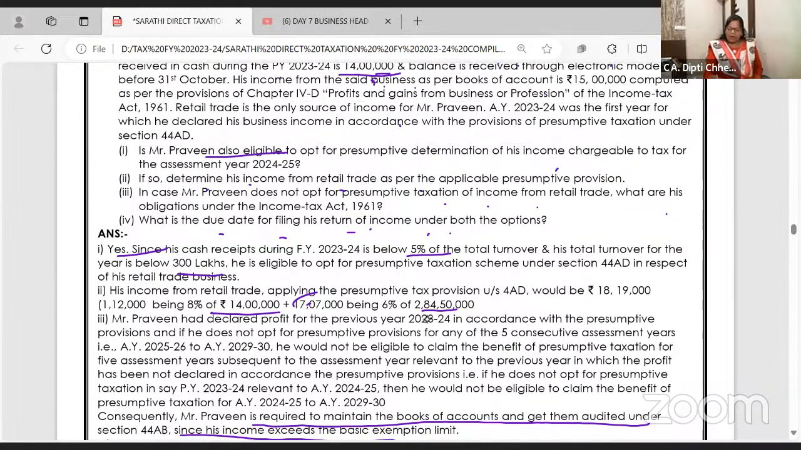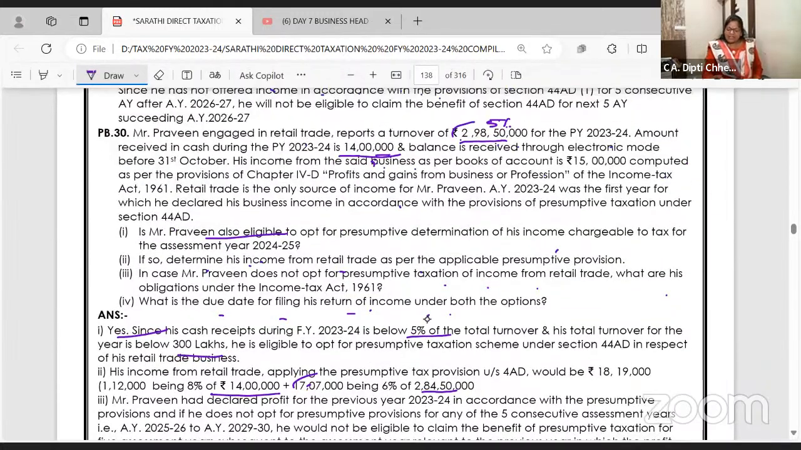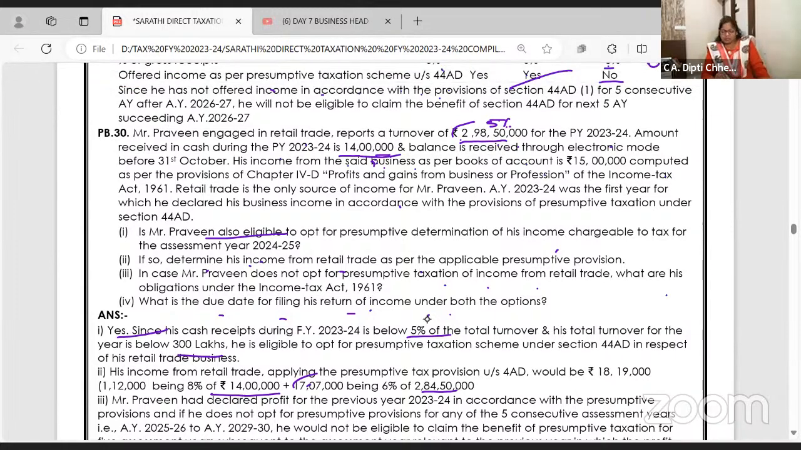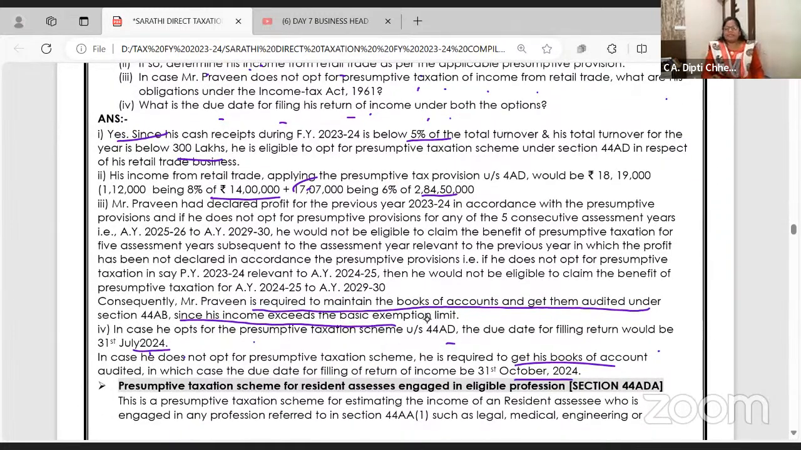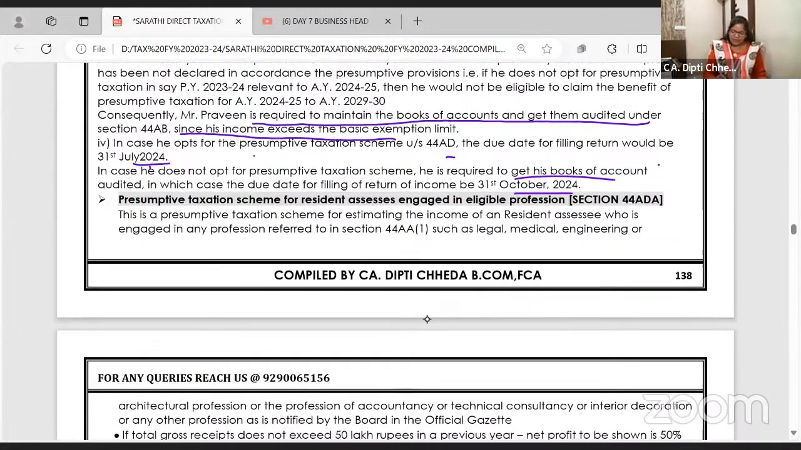Can Praveen go for presumptive taxation? Yes, because his turnover is up to 3 crore and cash receipts are not exceeding 5% of turnover. And whatever is the cash receipts, 8%, बाकी के ऊपर 6% net profit he can show. If he does not want to offer presumptive taxation, he'll have to audit the books and all because the turnover has exceeded 1 crore. And once opted in, dear students, he has to follow for 5 years.